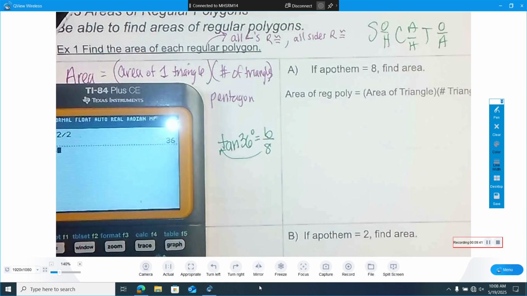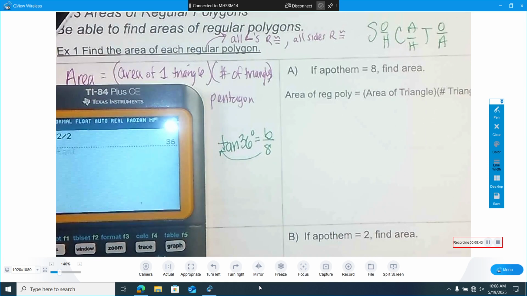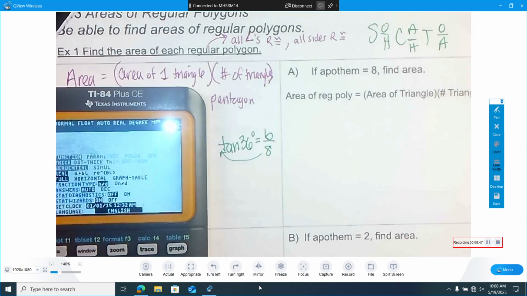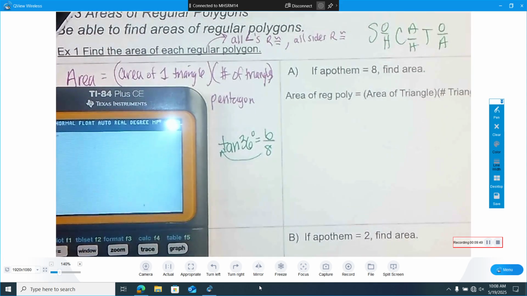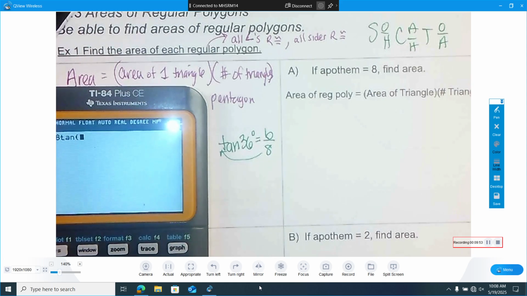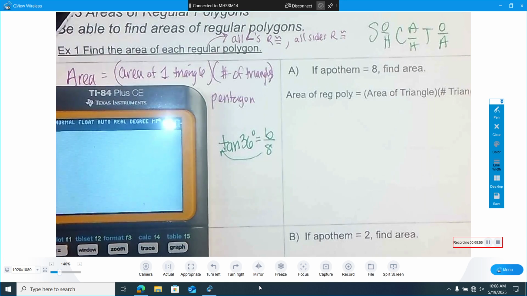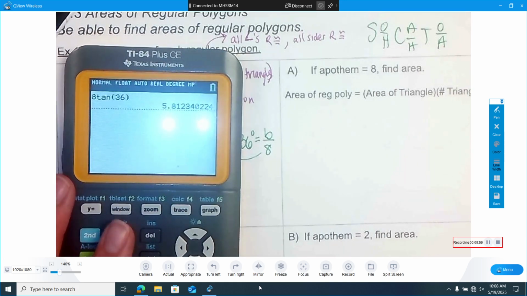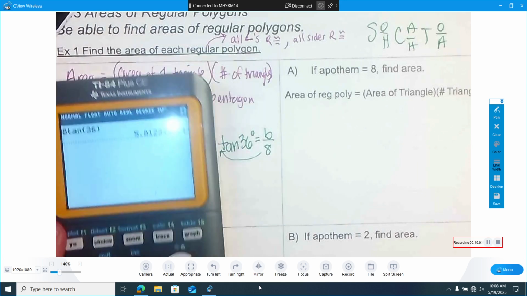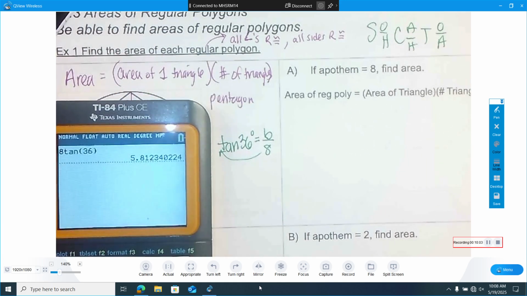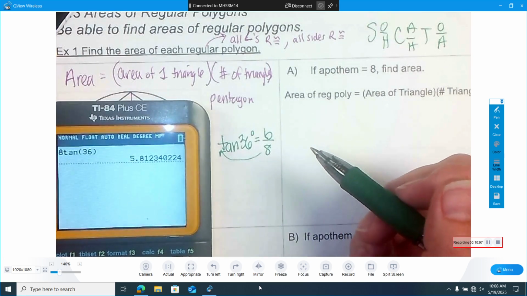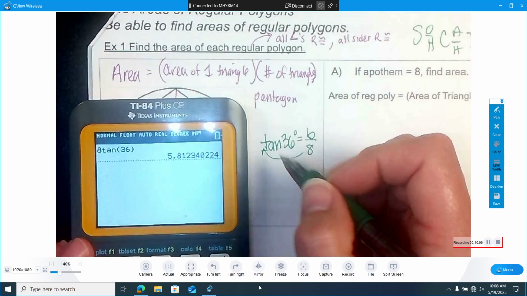So we get 8 times, oh, I need to be in degree mode. Got to be in degree mode. Make sure you're in degree mode. Tangent of 36 is right next to second. Am I in degree mode? Oh, you're in radian mode. Make sure you're in degree mode. Why am I in radian mode? Because radian is regular and what we always use in any other class than this one.